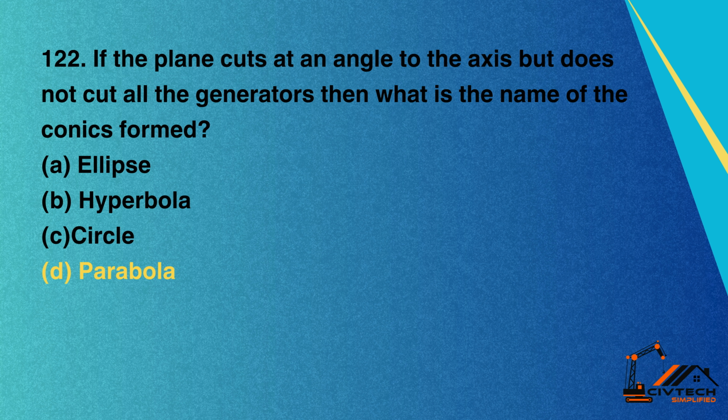122. If the plane cuts at an angle to the axis but does not cut all the generators, then what is the name of the conic formed? A. Ellipse. B. Hyperbola. C. Circle. D. Parabola. Correct option: D. Parabola.